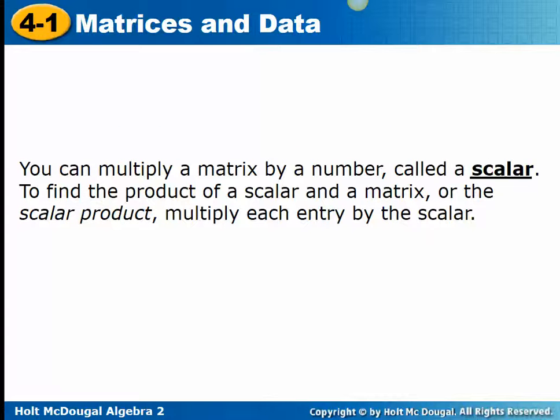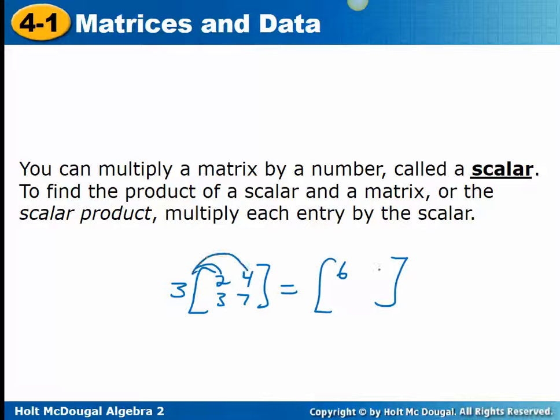All right, we can multiply a matrix by a number called a scalar. It's quite simple. If you wanted to multiply matrix 2, 4, 3, 7 by 3, you just multiply every single entry in the matrix by 3. So you go 3 times 2 is 6, 3 times 4 is 12. It's kind of like the distributive property, except you're using a matrix, and 3 times 7 is 21. So your new matrix would be 6, 12, 9, and 21.